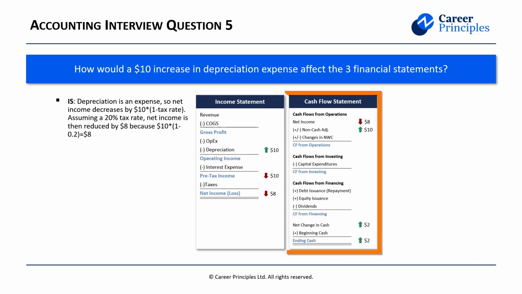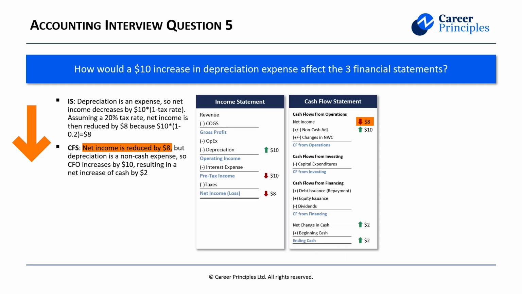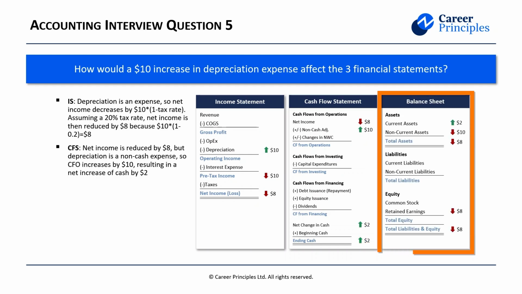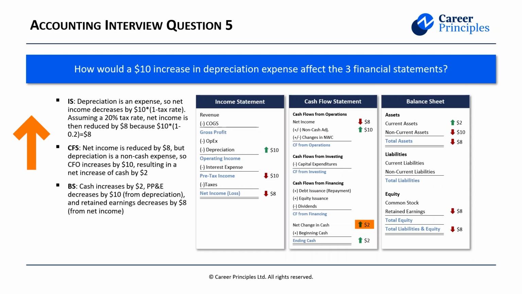Then we can move on to the cash flow statement. And if we know that the net income was reduced by 8, that's the first line item. But now we have the depreciation expense that we need to adjust as it's a non-cash item. So that means we need to add it back, so plus 10 there. On a net basis, the net change in cash is a simple plus 2, and the ending cash is also just a plus 2.